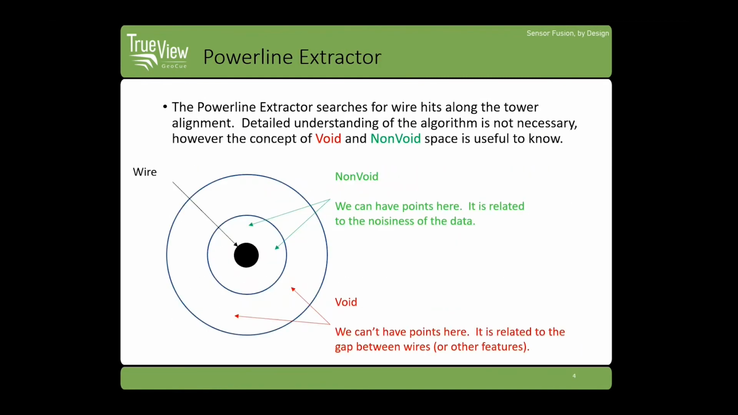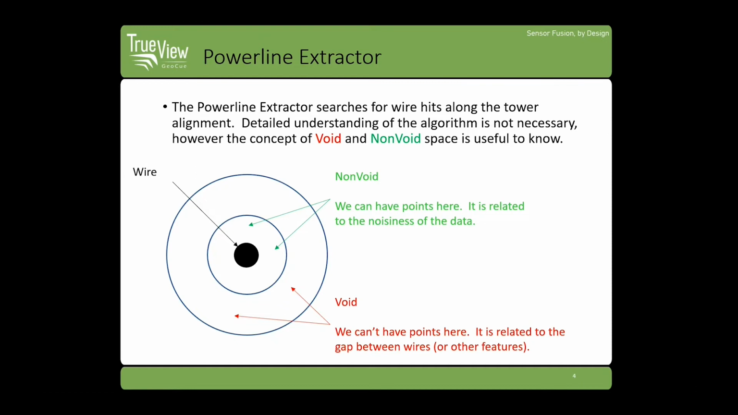So the way the algorithm thinks about a wire, right? It takes a cross section cut through the wire into a slice, basically, and it assumes that a wire is in the center of that slice. So that's the big black dot you see in the center, right? And then it assumes that there's going to be some noise in the lidar data, right? The points aren't all going to be on the wire. They're going to be a little bit fuzzy, like they always are, right?